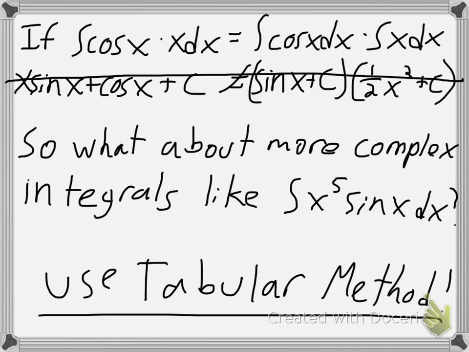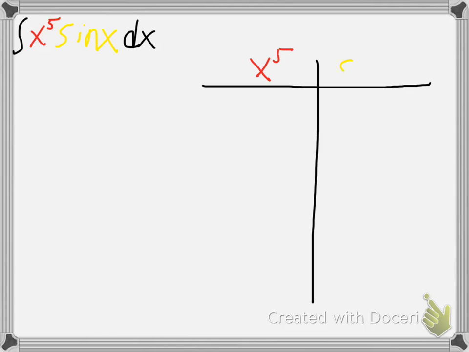Now instead of integrating like we did with the integration by parts method, we can place the different parts of this integral into a table, like so, with one side x to the fifth and the other side sine x. Then we choose one side to differentiate and one side to integrate.